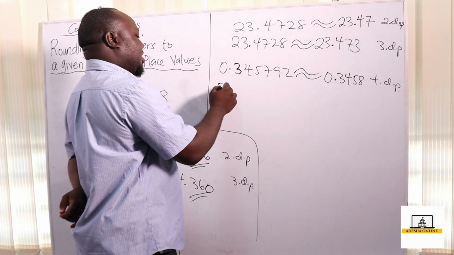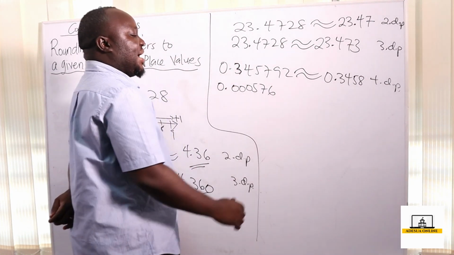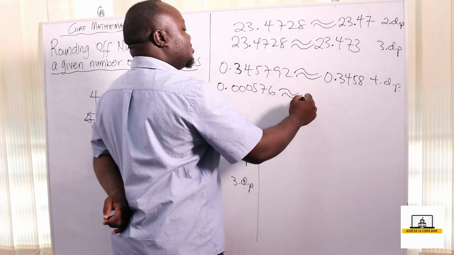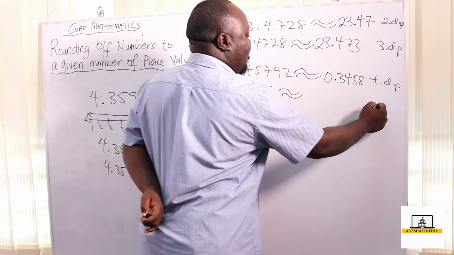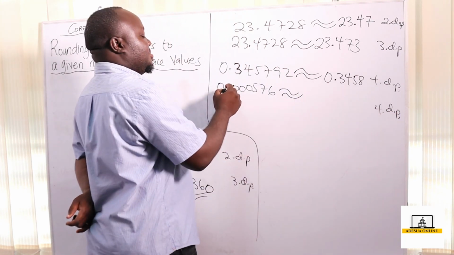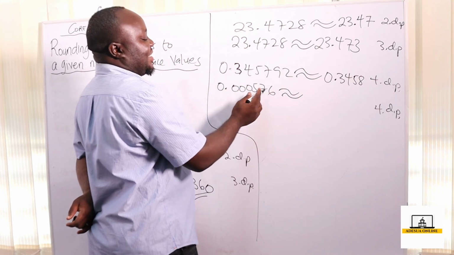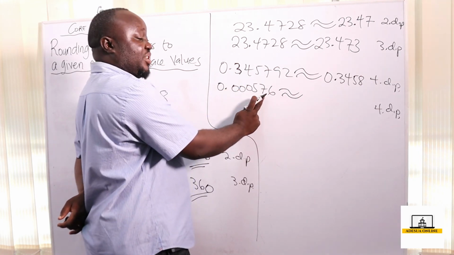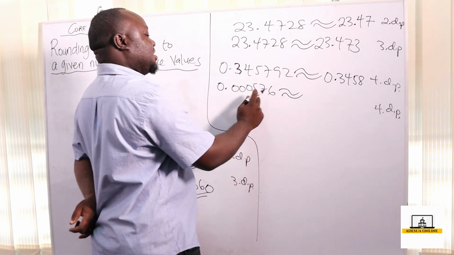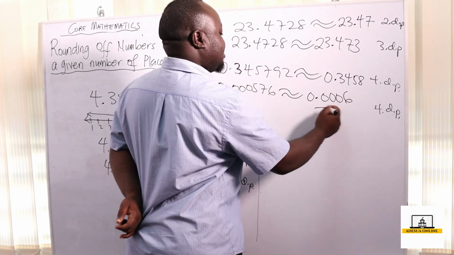If we have 0.000576 and I want to round this to 4 decimal places, again it becomes 1, 2, 3, 4. So the next number here is 7. 7 is greater than 5, so I add 1 to this. My final answer becomes 0.0006.